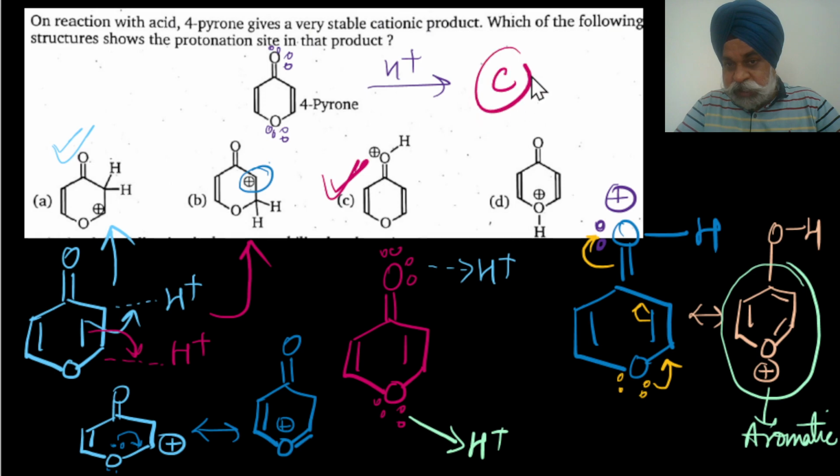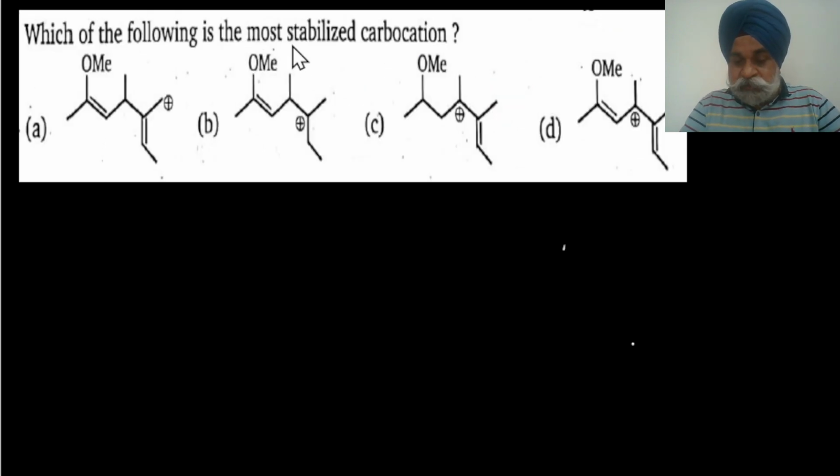So C is the answer for this particular question, because the oxygen got a positive charge, and because of the delocalization you have achieved an aromatic character. So this is one answer which you should be clear about. Another one is, which of the following is the most stabilized carbocation, because I consolidated all the questions in one way where you would see the same entity applied in all these questions.